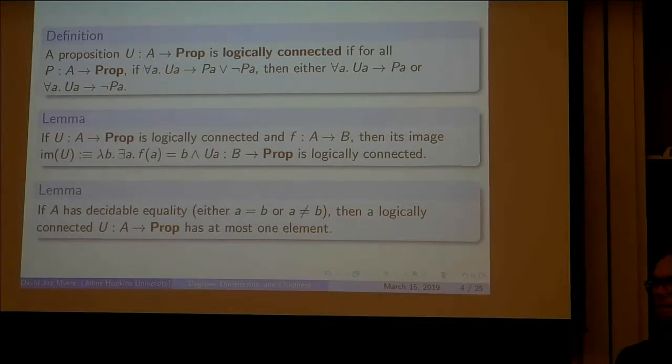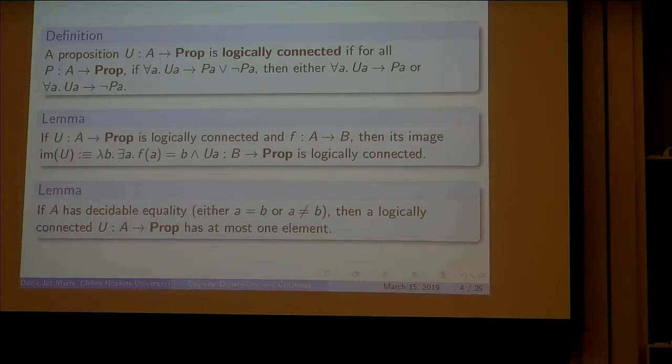You think you can define it the other way around too? First, define a logically connected type, and then say a prop is logically connected if it's... Yes, you can, and they're equivalent. So this is equivalent to the definition where you define just what it means to be a logically connected type, and then you apply it to a subtype by taking the dependent sum.